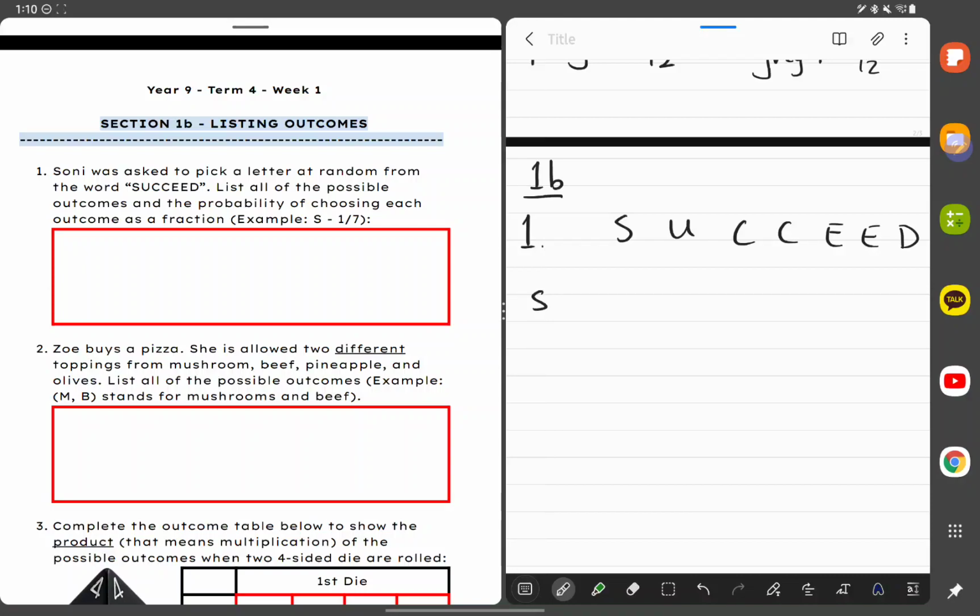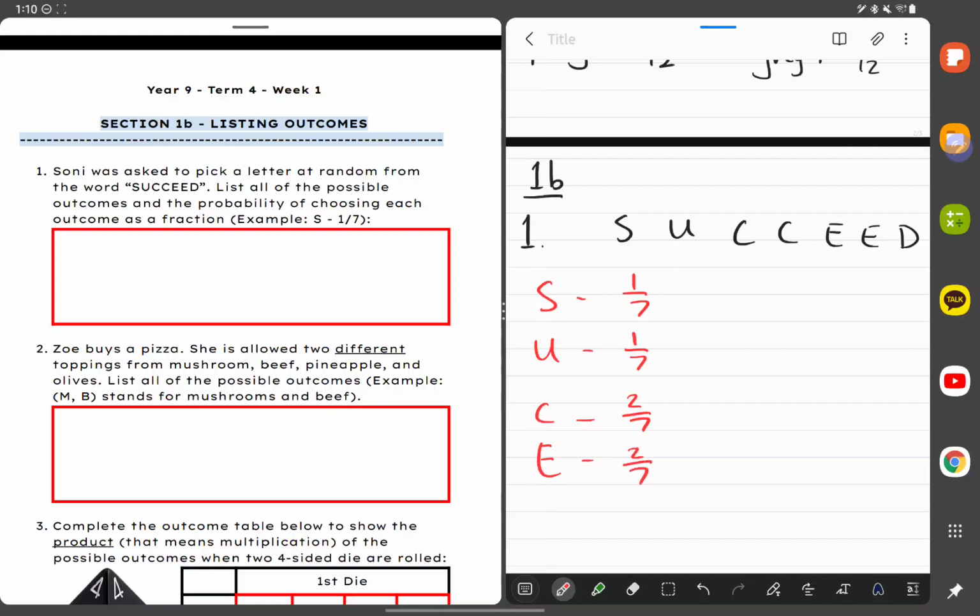The possibility of picking an S is, how many letters are there altogether? 1, 2, 3, 4, 5, 6, 7. There are 7 letters, so that is 1 over 7. The chance of Sony picking out a U at random, it's also 1 over 7. C, there's 2 over 7, right? There are 2 C's in here. Same with E. It's 2 over 7.